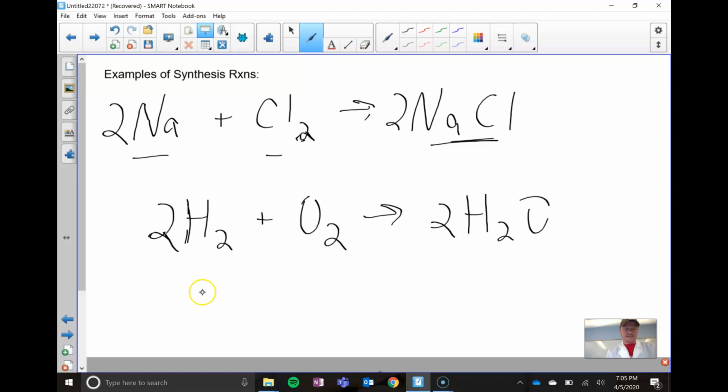Another example, you may have hydrogen combining with, oh, here's a compound, CO2.